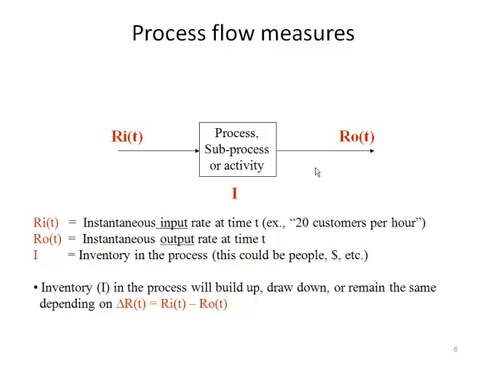Conversely, if the output rate is greater than the input rate, the inventory levels will start to come down. Going back to that baggage check-in, if they're handling 200 customers an hour and there's some inventory built up and the number of passengers coming in slows down, then they'll start bringing down those inventory levels. So inventory in the process will build up, draw down, or remain the same depending on the difference between the instantaneous input rates and the output rates.